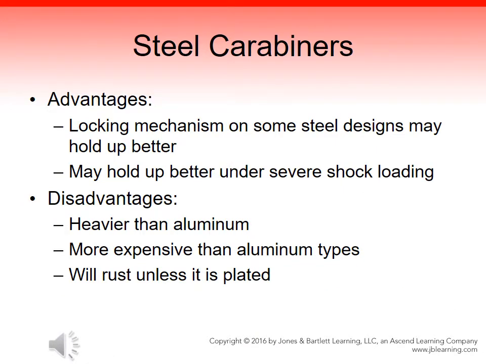Advantages of steel carabiners are the locking mechanism on some steel carabiners may hold up better than the locking mechanism on aluminum carabiners. Steel carabiners may hold up better under severe shock loading. However, steel is heavier than aluminum, and they are more expensive than aluminum types. Unless plated, steel will rust, so consequently, most steel carabiners require more maintenance than the aluminum.